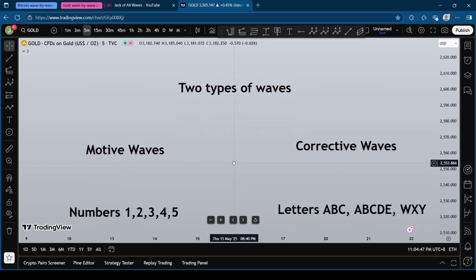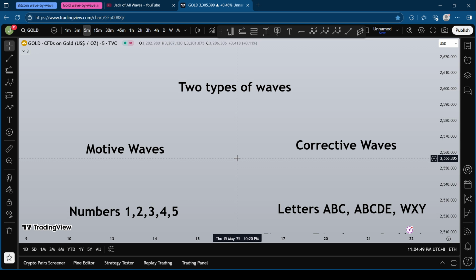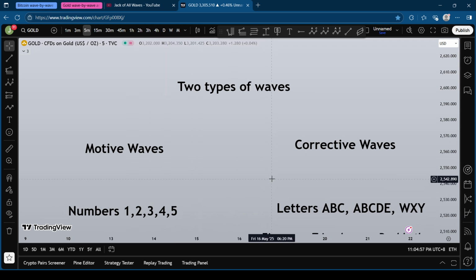And these motive waves, by the way, are usually plotted or labeled as 1, 2, 3, 4, 5. While for the corrective waves, we use letters in labeling the structure. Usually it is labeled as ABC or an ABCDE, or it can be WXY. For the advanced, you can also use WXYC.